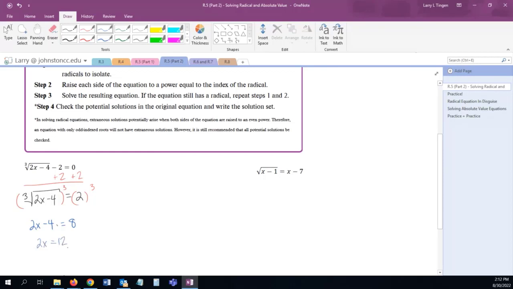Add 4 to both sides, and then divide by 2, and I find x is 6. And then you'll check that in the original. And it does check.